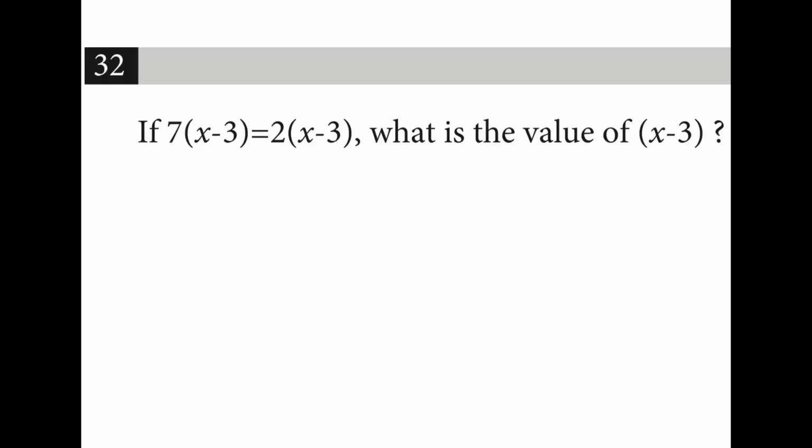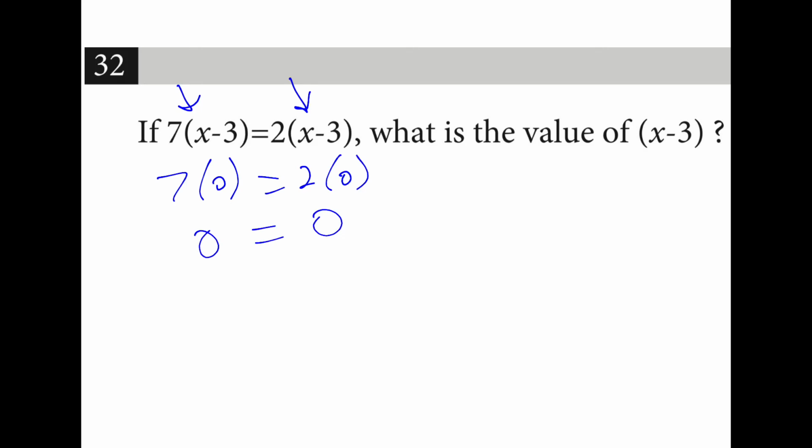If you look at this equation, 7 times something is equal to 2 times something. Is that ever going to be true unless this turns out to be 0? No. So 7 times 0 is equal to 2 times 0 because 0 is equal to 0. But any other number is going to be incorrect. So x minus 3 has to equal 0.